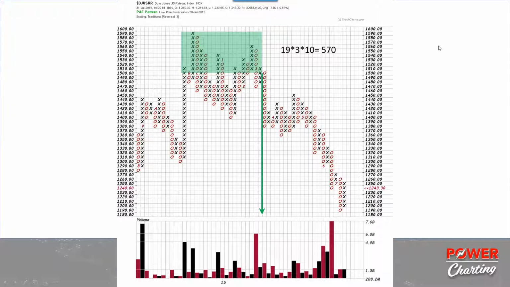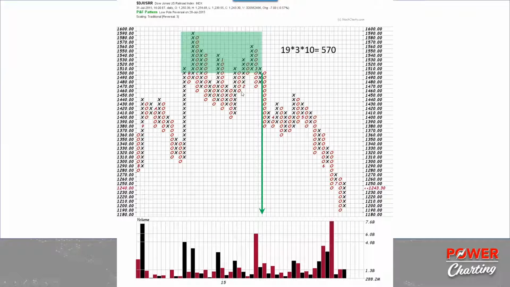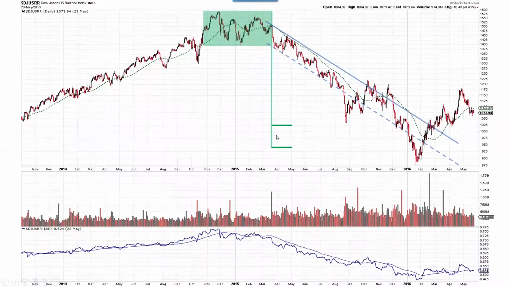Very briefly, I just want to show you this distribution area that we looked at here over in this area, important distribution. And you can see here, this is a 3-box reversal, standard scaling. This is on an index, so you can see 10-point scaling. So we have 570 points of potential in this distribution area, which counts downward below the bottom of this chart.